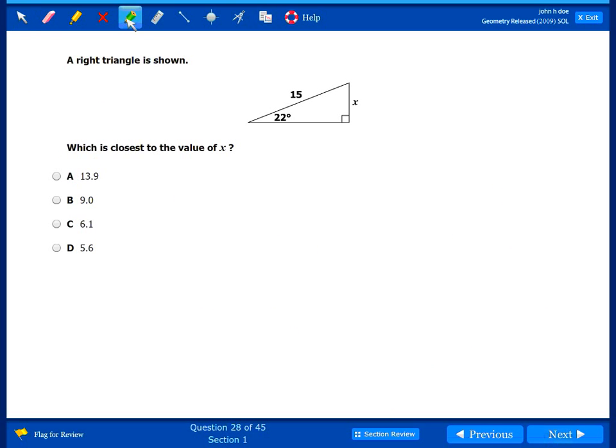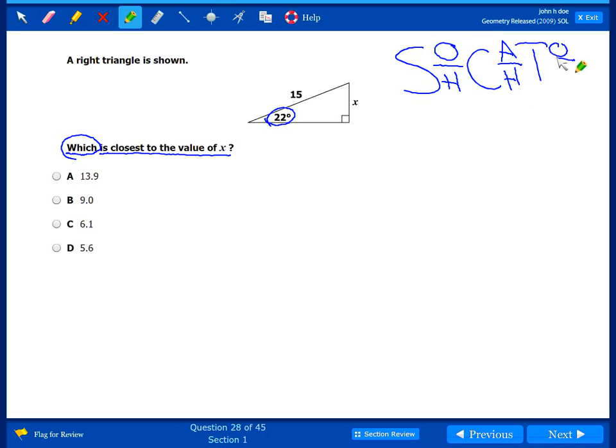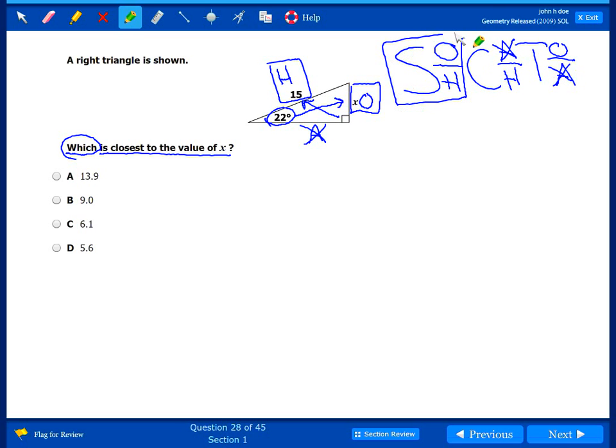So for this problem, our keyword is which is closest to the value of x. So we see we have an angle. Just like in one problem we've already done, we're going to use SOHCAHTOA, trigonometry. So we label our triangle. There's the hypotenuse, opposite, and adjacent. We have the hypotenuse and the opposite. We don't have the adjacent. So that means we're going to use sine.